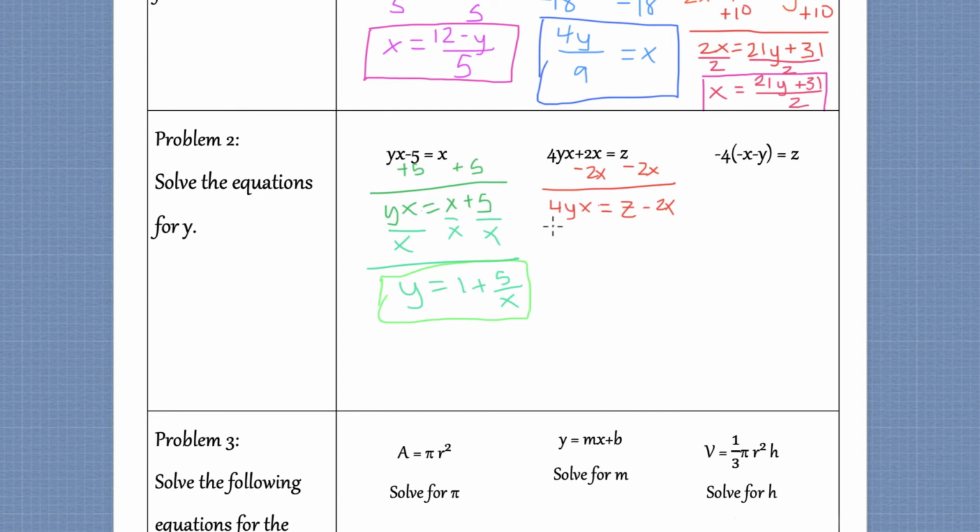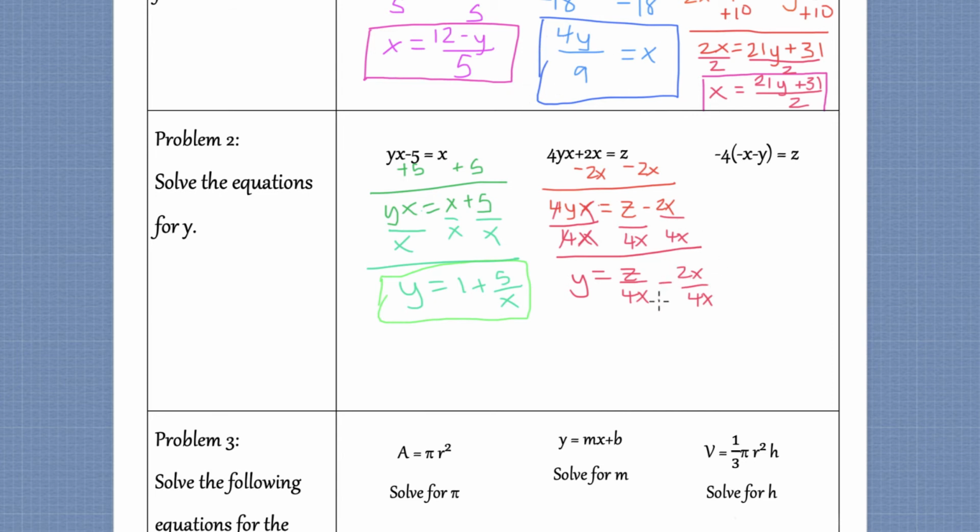Now to get this y alone, we're going to divide the left side by 4x because those are the only two variables that are being multiplied by the y, and we're also going to divide both terms over here by 4x. And so 4yx divided by 4x leaves us with just y, as the 4's and the x's cancel each other out, which is going to be equal to z over 4x minus 2x over 4x.